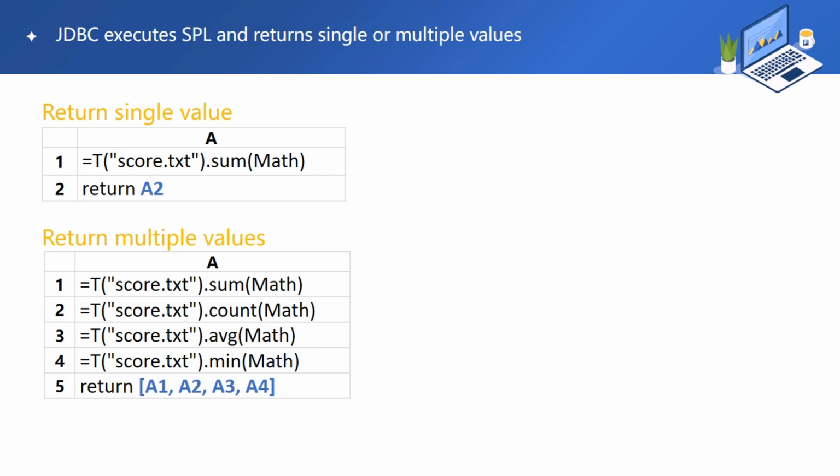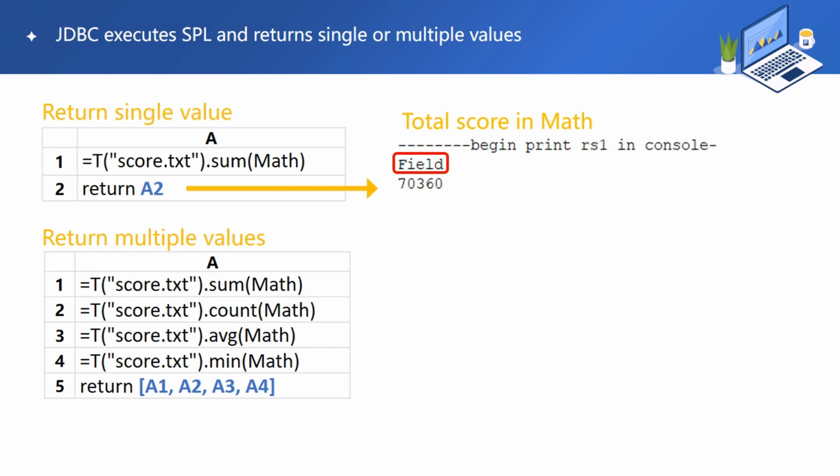In addition to returning a table sequence of multiple rows and columns to the JDBC result set object, it can also return a single value of one row and one column, or a sequence of multiple values of multiple rows and one column. A single value with one row and one column, with the column name fixed as field.